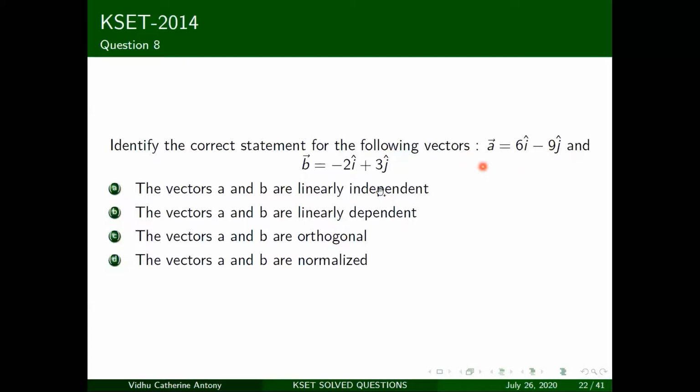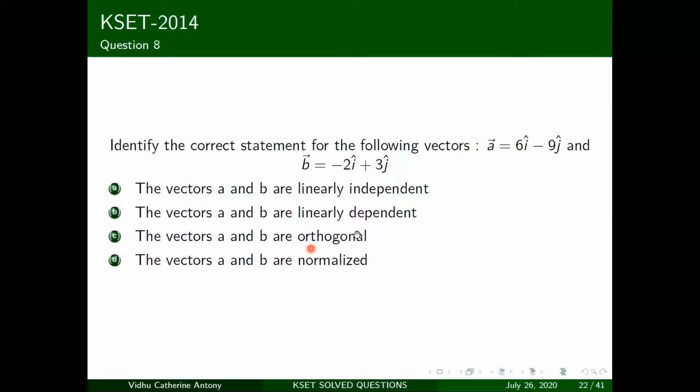Or can I write A times something is equal to B? That's the quickest way to look into it. If I can write it that way, then they are linearly dependent. If I cannot write it that way, they are linearly independent. There is another way to do this, which is to find the determinant of these two. Basically, you put these two vectors in and find the determinant. If that is equal to 0, then they are linearly dependent. If it is not equal to 0, they are linearly independent.